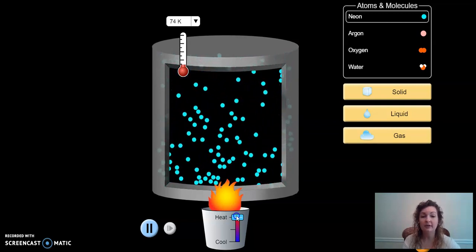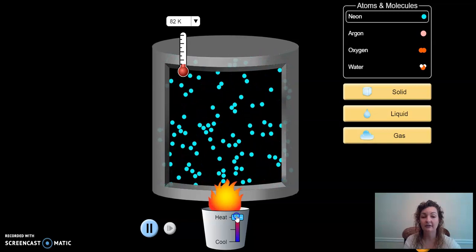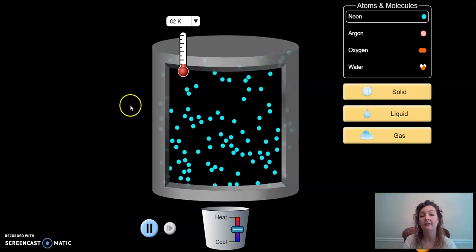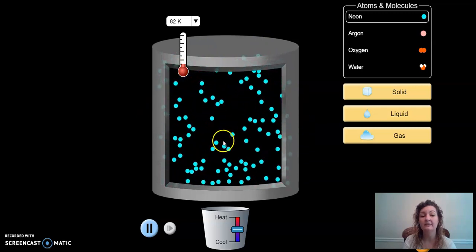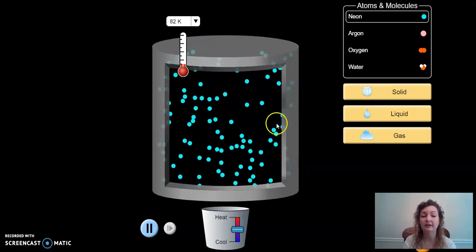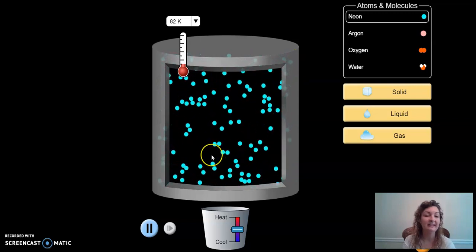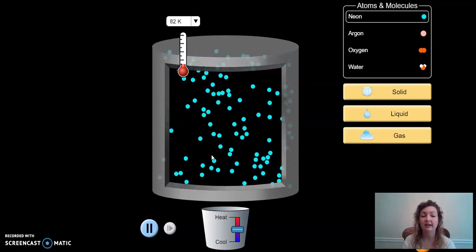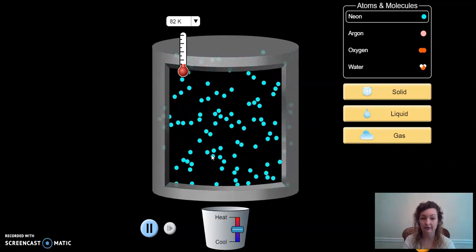I can tell because my particles are now bouncing off the lid. They're bouncing off the sides. They're free floating right here. They are completely independent of each other. They have a lot more energy. So when we add heat, we are adding energy.